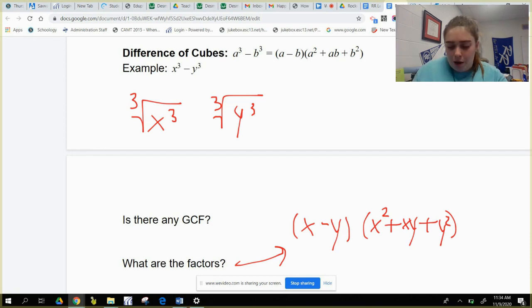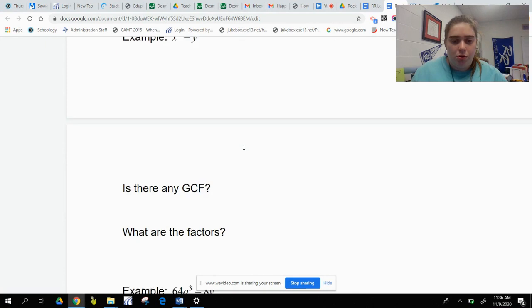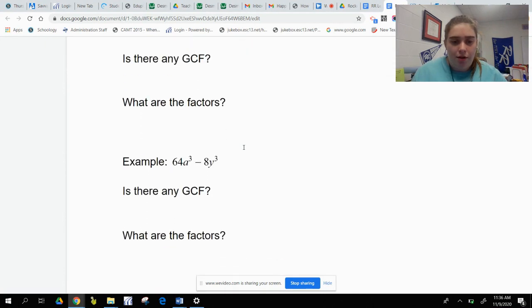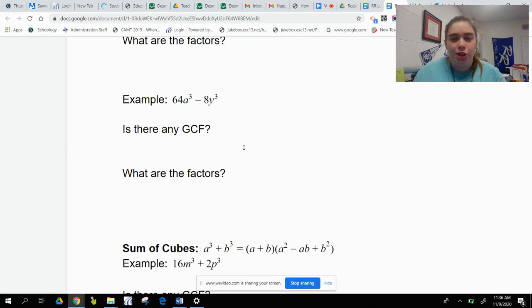Okay. So what I want y'all to do now is try the next example on here for difference of cubes. So let me scroll down. Okay, so we have some coefficients in there now. So it might be a little more tricky, but go ahead and try it. First check for a greatest common factor, remember, and then find those factors using the model for difference of cubes, and then we'll check it together.